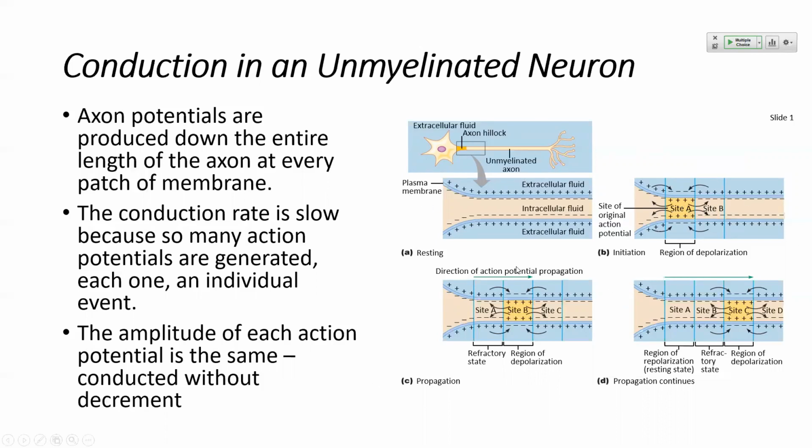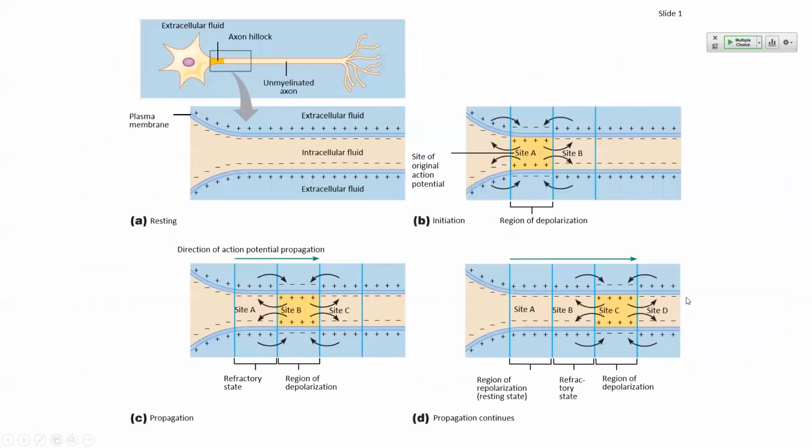So we've got the resting neuron, we've got site A activated, having that action potential via the opening of voltage-gated sodium channels. We've got site B still in its rested state. In C, we can see that the action potential has jumped to site B, whereas site A is in its refractory period and site C is still at rest. And then in the final panel, we can see that the action potential has gotten to that final site, and site B is in its refractory period, site A is at rest. So that's what happens in an unmyelinated neuron.